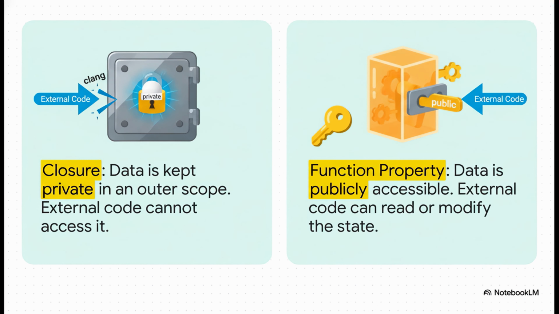Now, you might be thinking, hey, couldn't I just do this with a closure? And you're totally right, you could. But there's a really important difference. A variable that's inside a closure is private. You can't access it from the outside. A function property, on the other hand, is public. Anyone can read it or even change it. So which one you choose really just depends on whether you want that state to be private or public.